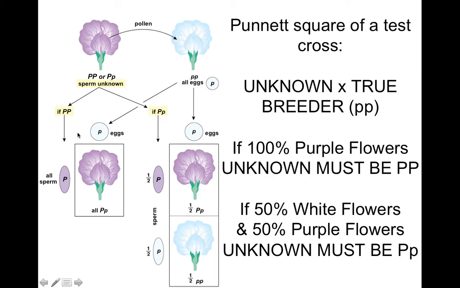So if we do a test cross, we are either going to see that 100% of them are purple, and that would be if we have the homozygous dominant phenotype, all the sperm are going to be purple, all of the eggs here from this one are going to be white, and all of them are going to be heterozygous.